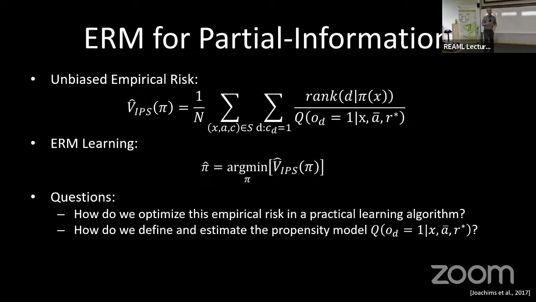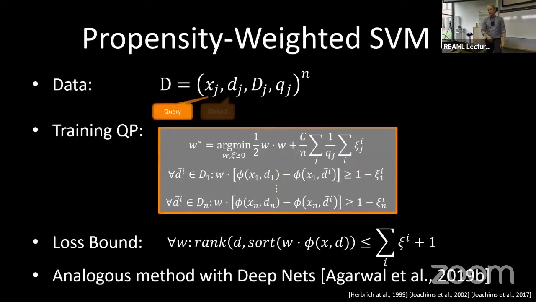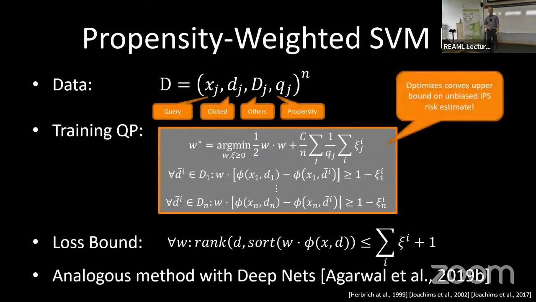And then we optimize it. So there's two questions now. Can we optimize this, solve this argument? And the second one is, how do we actually model these propensities, right? These probabilities that the user sees something. Well, the first one is actually, how do we solve this optimization problem?